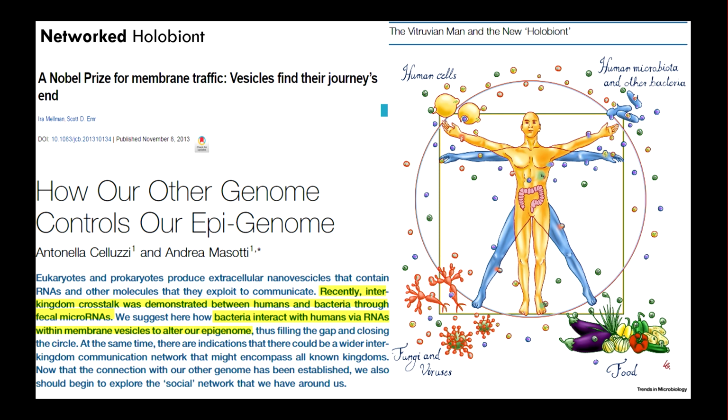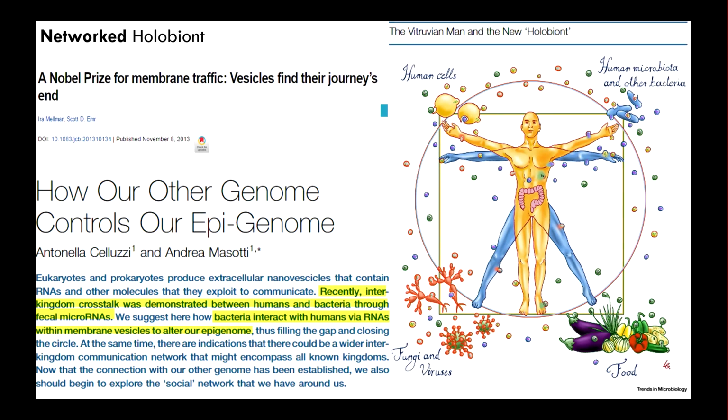And so here's the new Vitruvian man and the new holobiont, you know, human cells communicating with microbiota and other bacteria. That pathway has already been proven, and people are looking now for fungi and viruses affecting human cells, and also the food that you eat, producing outer membrane vesicles that will communicate with your own body's cells.